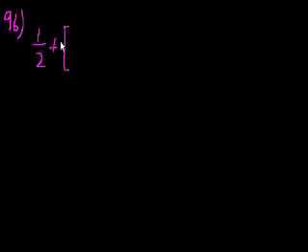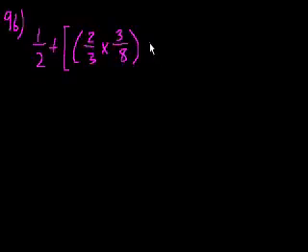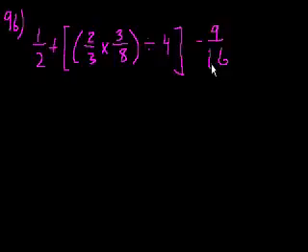We're on problem 96. It says 1/2 plus, open brackets, 2/3 times 3/8 divided by 4, minus 9/16. So this is just, do you know order of operations and can you deal with fractions?